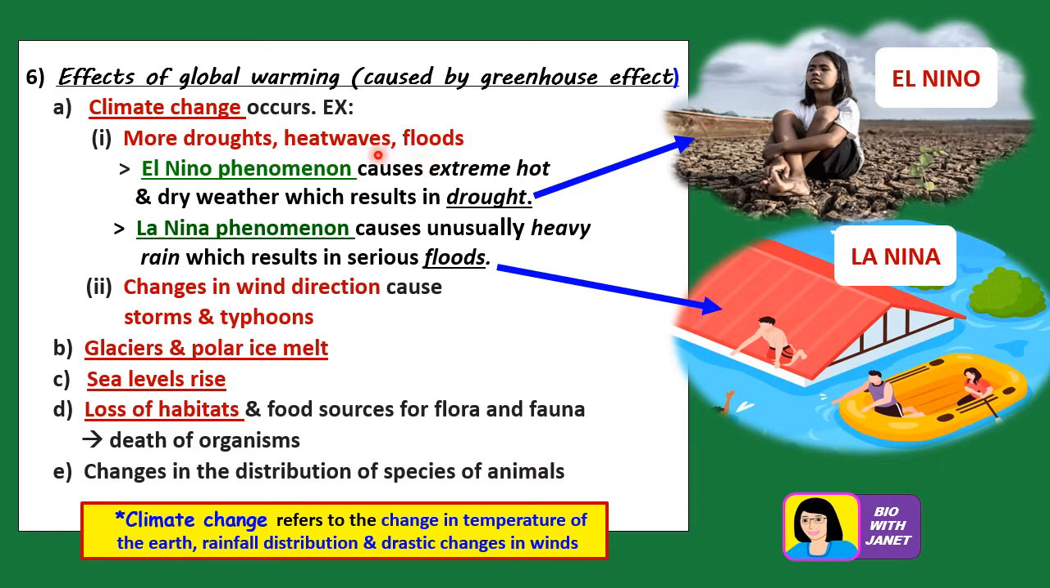So some of these droughts are caused by the El Nino phenomenon. It's pronounced El Nino, and it means little boy, right? So this phenomenon is an unusual occurrence. This serious occurrence causes extreme hot and dry weather conditions, which results in drought, as seen here.